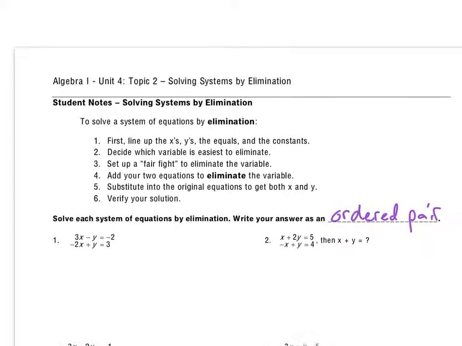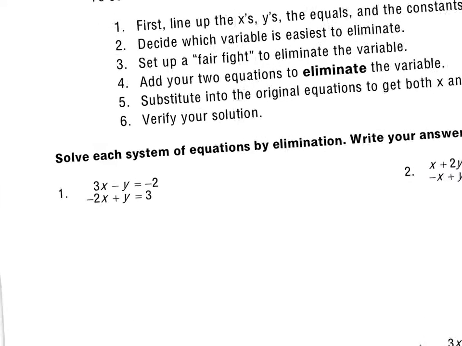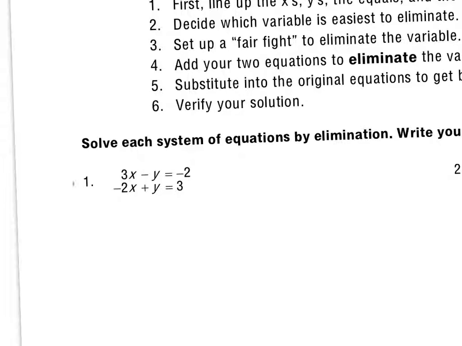Now, if we look at number 1 here, we've already said that the y's are going to cancel each other out because it's already a fair fight. So what I need to do is add these two equations together and see how my y's cancel out. So I see that 3x plus negative 2x is going to give me an x down here. And my negative y plus a positive y, we know those are going to cancel out now, so I'm just going to cross them out. And on the right side there, negative 2 plus 3 is going to give me 1. So nicely, everything kind of worked out, so I have my x right off the bat. I have x equals 1.